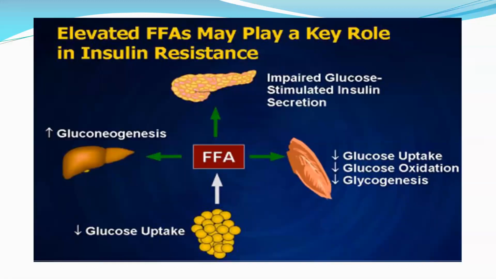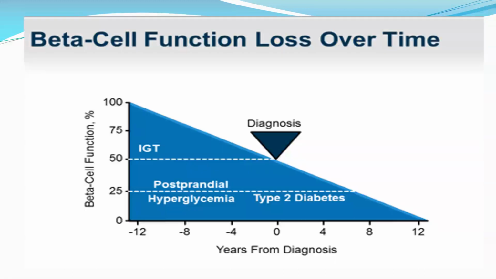And here, this is a nice diagram because the increased liberation of free fatty acids increases gluconeogenesis by the liver, and it suppresses insulin secretion. So increased lipolysis in a way contributes to the hyperglycemia in diabetes mellitus.